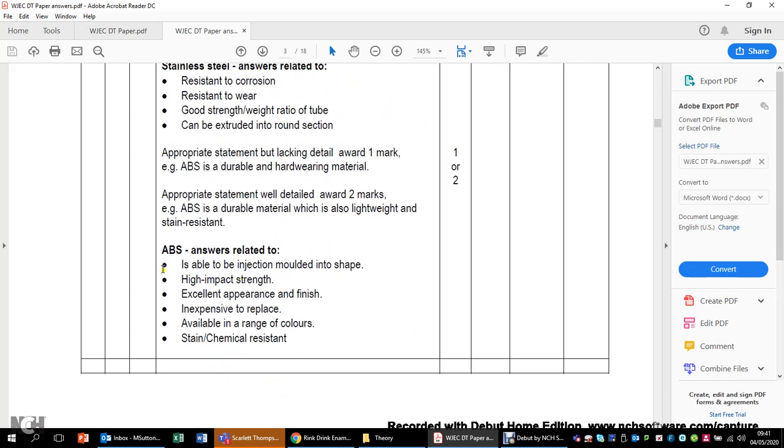So ABS can be injection molded into a shape, which I've already mentioned. High impact strength, I've already mentioned. Excellent appearance and finish, takes a lot of detail, can come in a range of colours. Inexpensive to replace, so you can replace the injection molded parts quite quickly. Available in a range of colours and stain and chemical resistant. Sunlight, for example, doesn't damage ABS. It's used a lot in car manufacture because of that. It's not damaged by UV light.